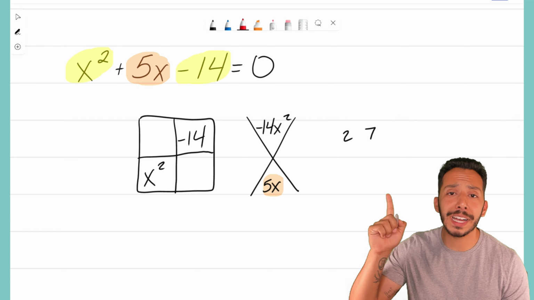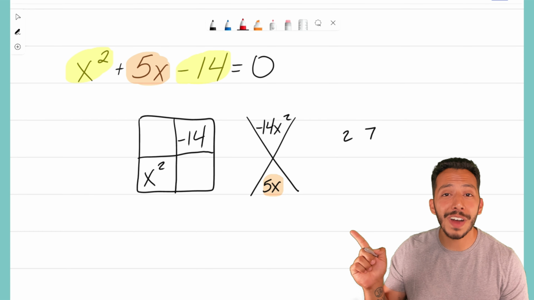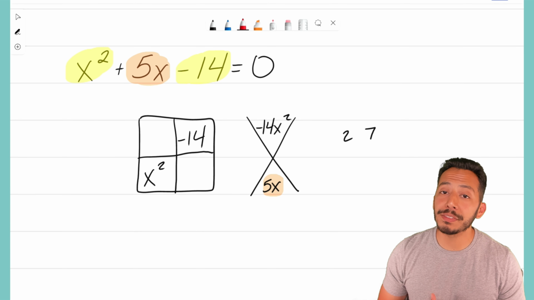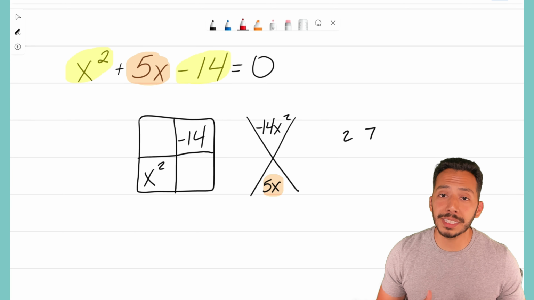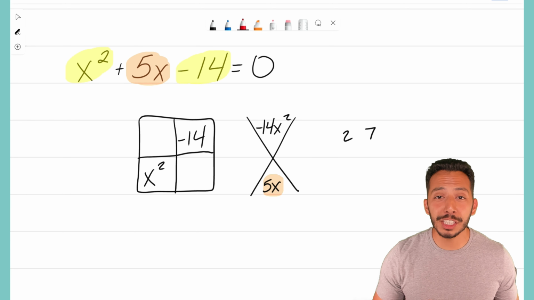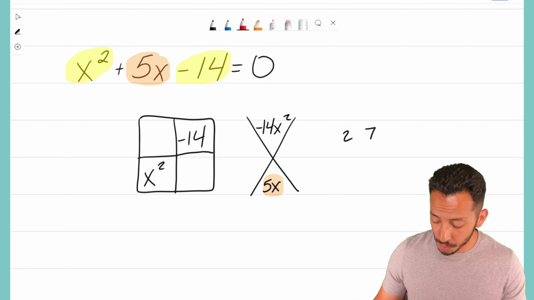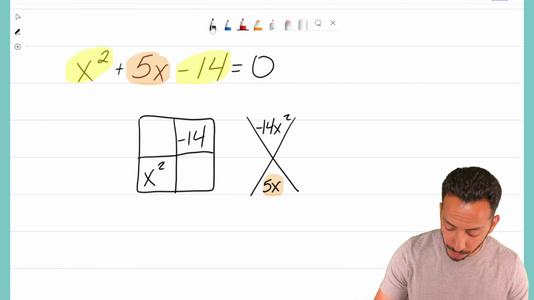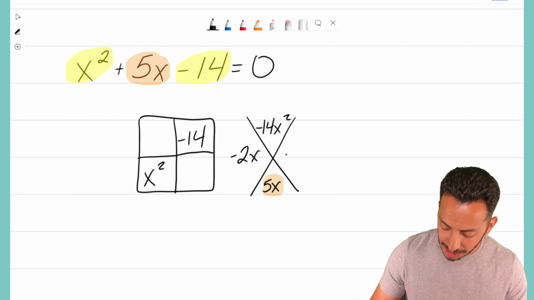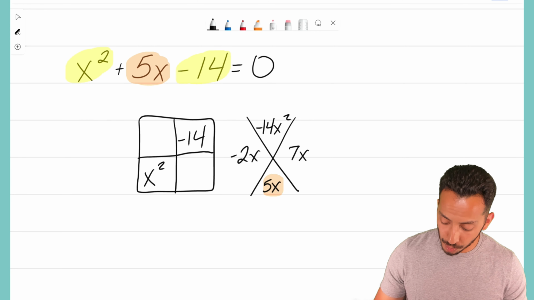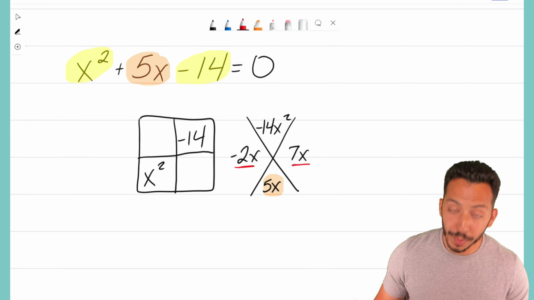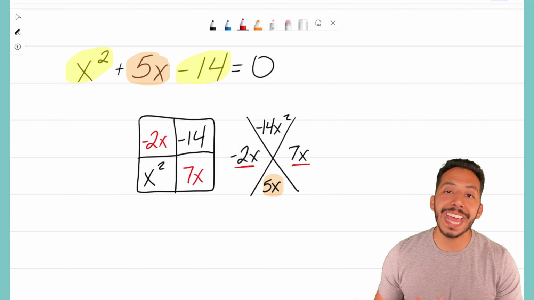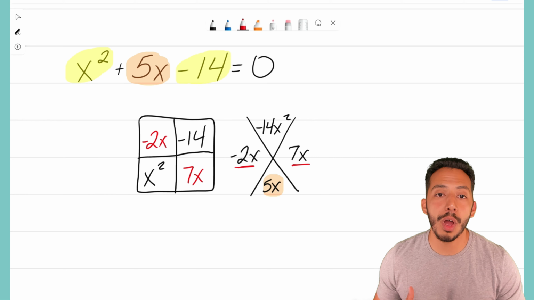This is why I like these two factors. Notice 2 and 7 are 5 apart, which means we're going to be able to get to 5x. We just have to figure out what to make negative and what to make positive. I have 7 and 2, and I want to get to positive 5x, so we definitely want to make the 2 the negative term. So we have negative 2x with a 7x. We're going to take those two terms and move them into the box: negative 2x and 7x. And now with that, we can factor out our quadratic.